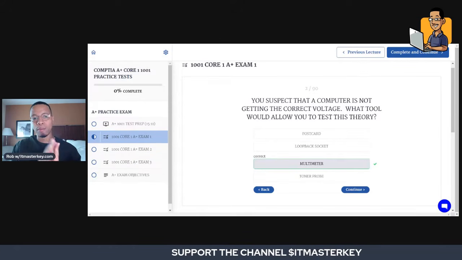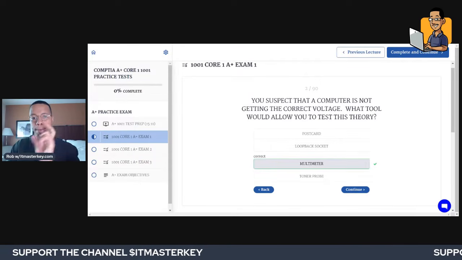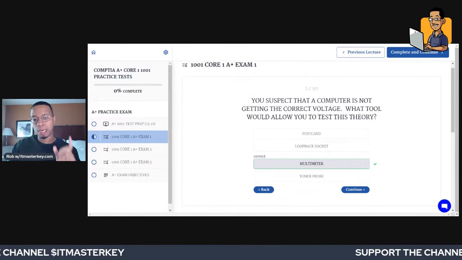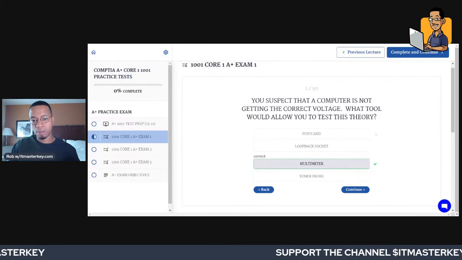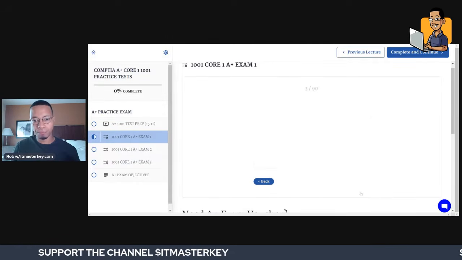Now, gang, we've been on here for a couple of minutes. Just remember, when you're actually inside the box, you're going to have a maximum of 90 questions and 90 minutes. So you have to make sure that you are able to decipher the information as fast as possible, and then go ahead and move forward.